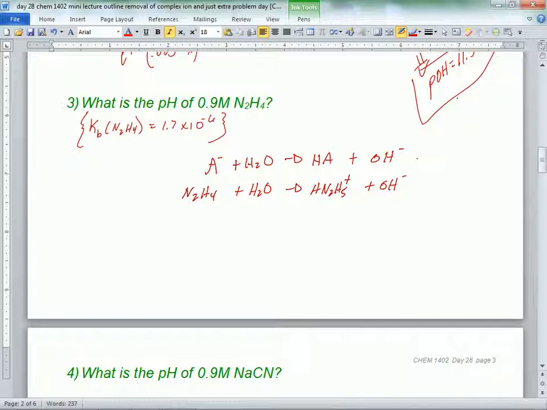Oh, I did. I added it in both places. Thank you, sir. It's added in one place or the other, not both. Yeah, you have to do ICE for everything that's not a strong acid or strong base. You have no choice. They're all equilibrium problems.